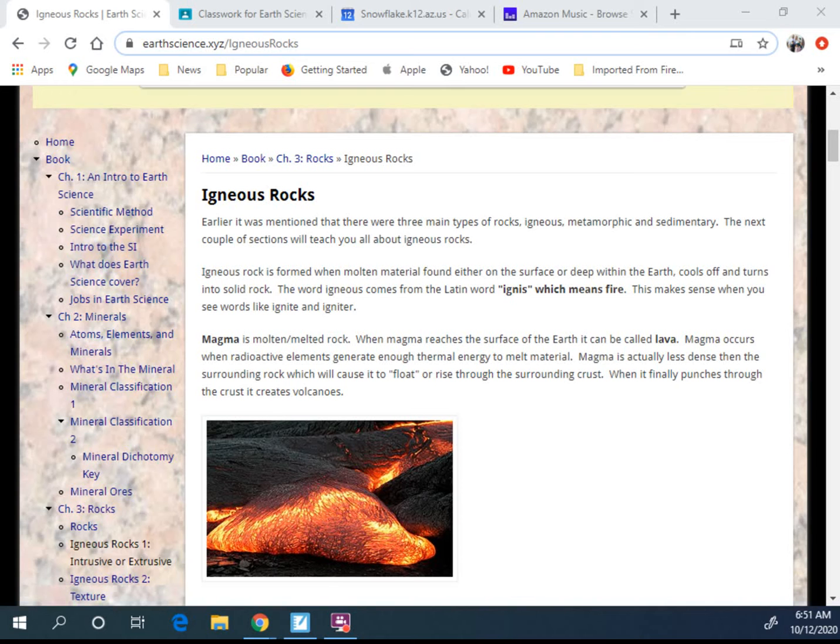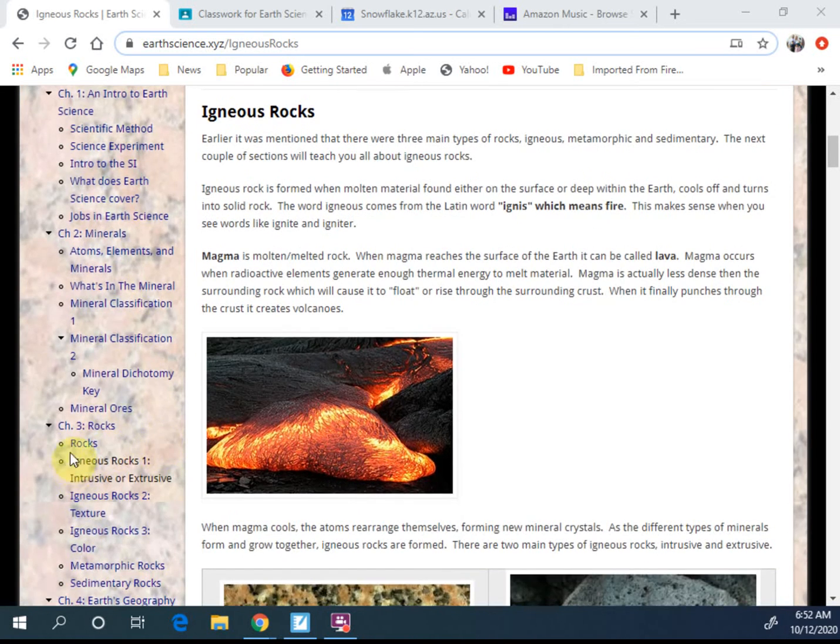Today we're going to cover, in Chapter 3, the distinction between intrusive and extrusive igneous rocks. First we'll cover a couple of details, then we'll get into that. And we will do a quiz and then a rock lab where we identify the differences between intrusive and extrusive in class as a lab.